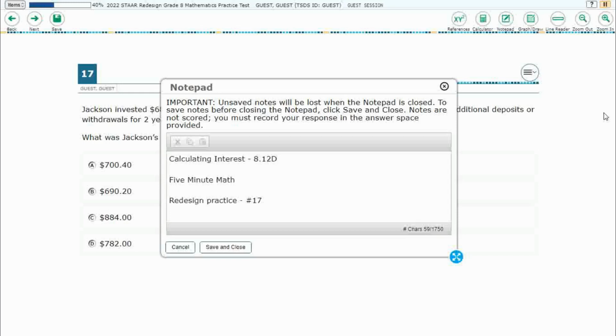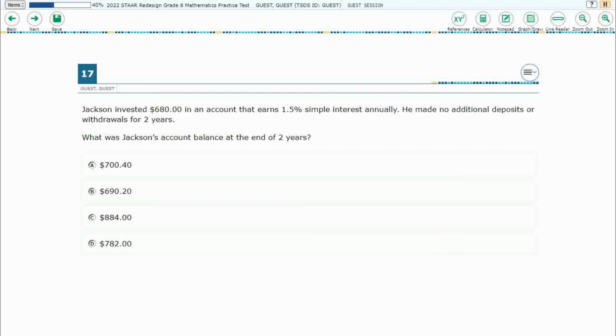Today we are looking at the 8th grade concept of calculating interest. This is standard 8.12D in the great state of Texas, and we are using item number 17 off the Redesign Practice Online STAAR test. If you haven't done so already, please go ahead and take a moment to pause the video, work this problem out on your own, unpause it, and we will look at our answers together.